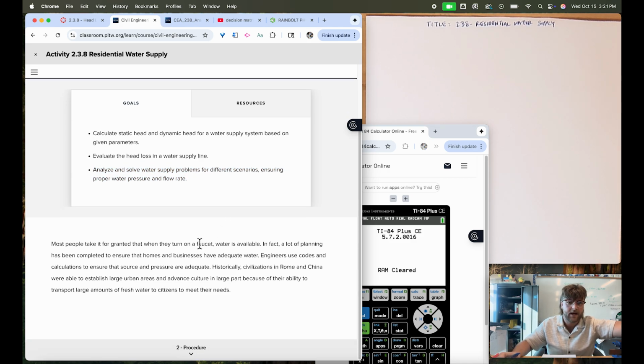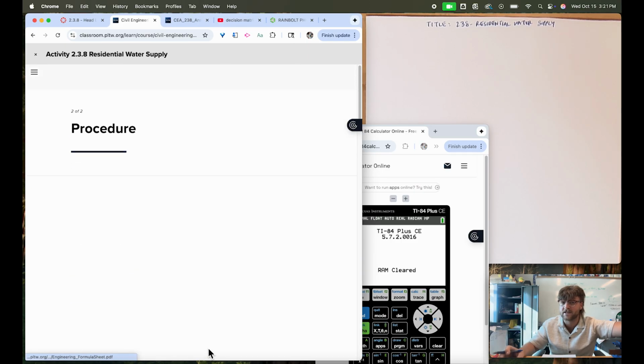Most people take it for granted that when they turn on a faucet, water is available. In fact, a lot of planning has been completed to ensure that homes and businesses have adequate water. Engineers use codes and calculations to ensure that source and pressure are adequate. Historically, civilizations in Rome and China were able to establish large urban areas and advance culture in large part because of their ability to transport large amounts of fresh water to citizens to meet their needs.